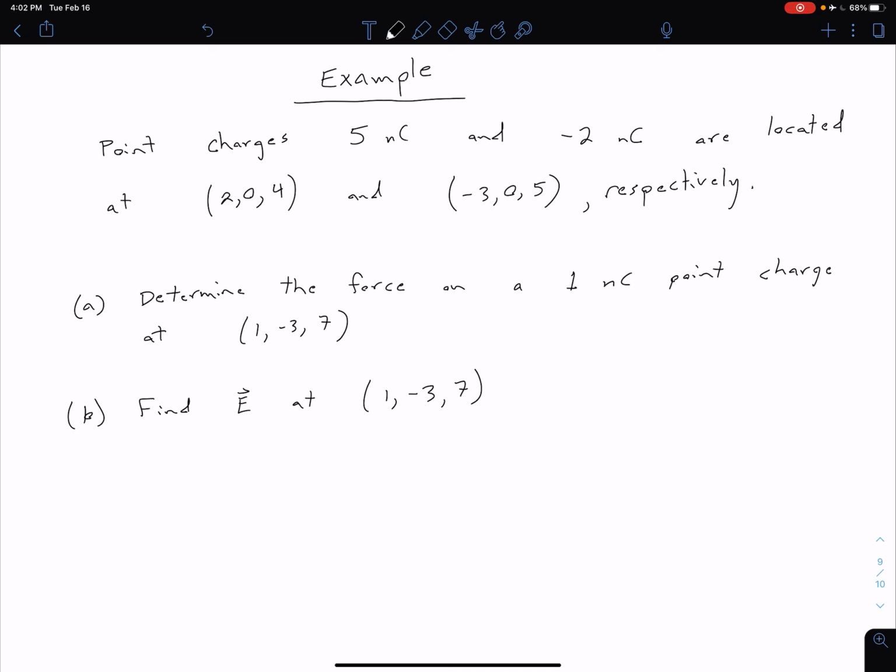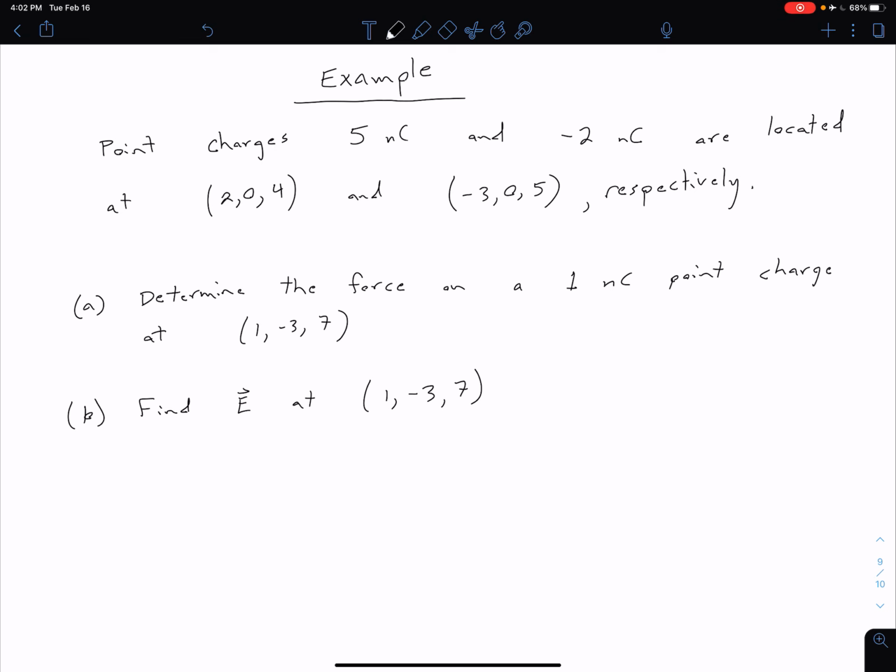For the first part of the problem, we want to determine the force on a 1 nanocoulomb point charge at the point 1, -3, 7. And for part B, we want to find the electric field intensity at that same point, 1, -3, 7. So as always, I would encourage you to pause the video and try to work the problem or set it up by yourself before coming back and watching the solution.